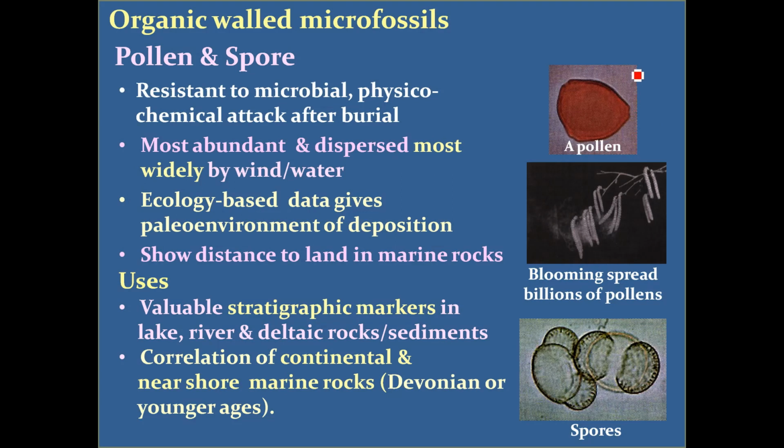In the pictures, I have shown you one pollen which is nearly triangular in outline, and here there is a cloud of pollen released from the male part of the flowering plant, that is called androecium. They are released in millions and billions and sometimes in trillions by a single tree, and their rigid outer surface helps them be preserved in the rocks, and therefore their abundance is very high.